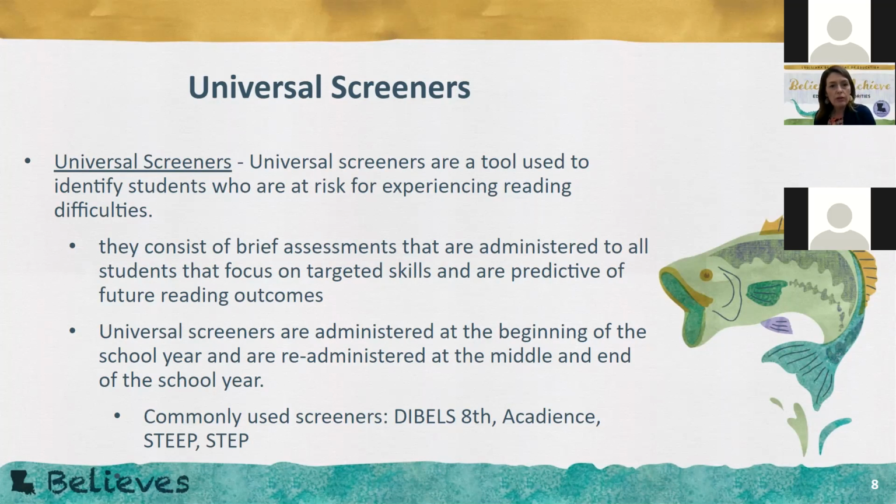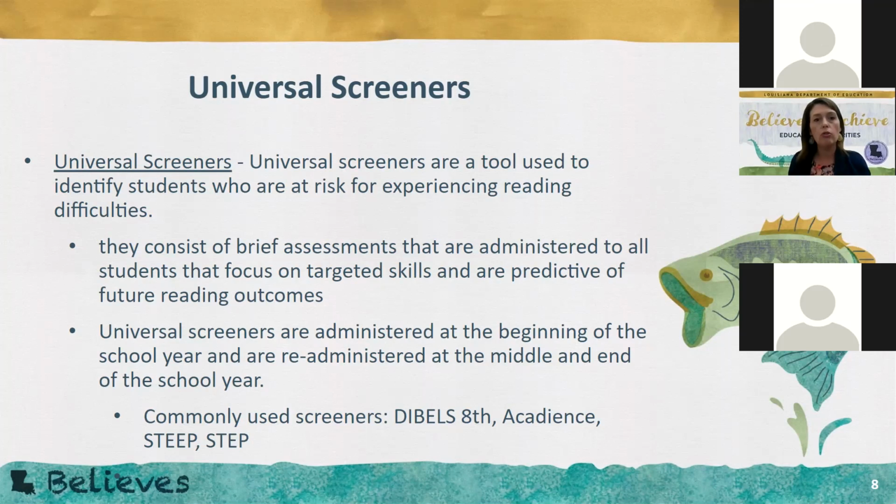What universal screeners are, are tools that are used to identify students who are at risk for experiencing reading difficulties, okay? They're very quick, brief assessments that are administered to all students, and they focus on targeted skills and are predictive of future reading outcomes.